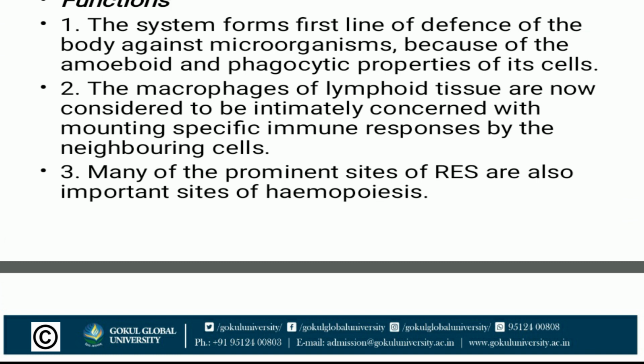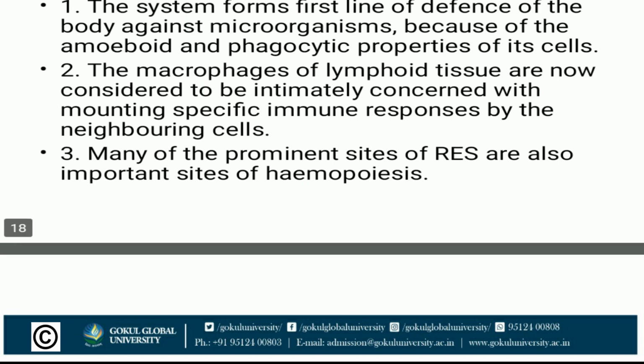The system forms the first line of defense of the body against microorganisms because of the amoeboid and phagocytic properties of its cells. The macrophages of lymphoid tissue are now considered to be intimately concerned with mounting specific immune responses by the neighboring cells. Many of the prominent sites of the reticuloendothelial system are also important sites of hemopoiesis.